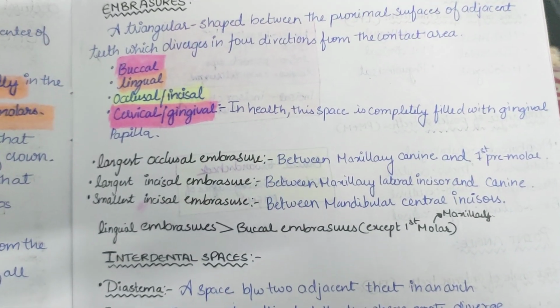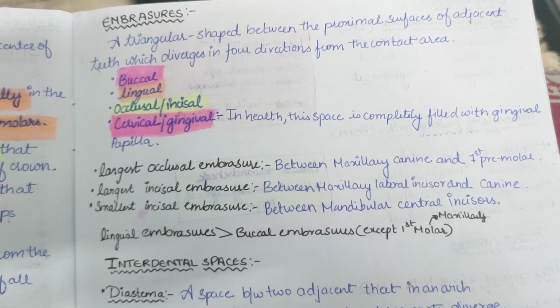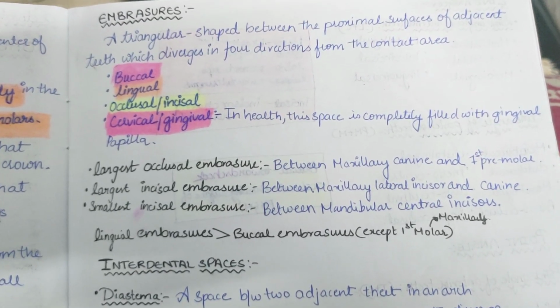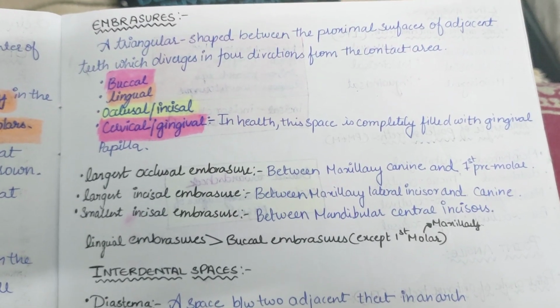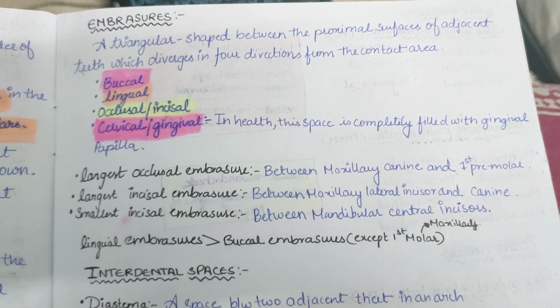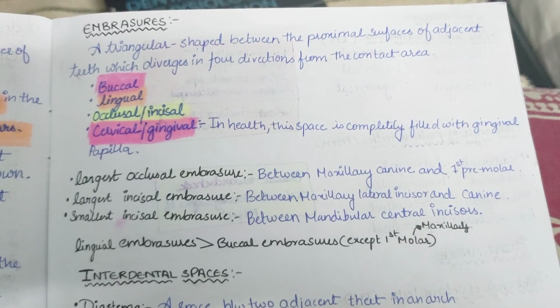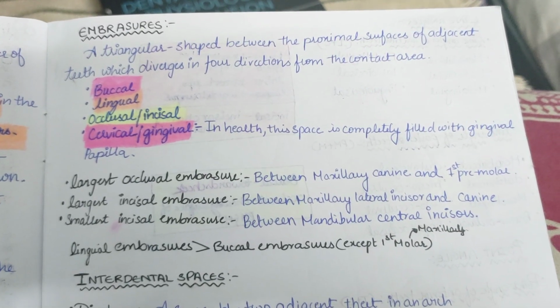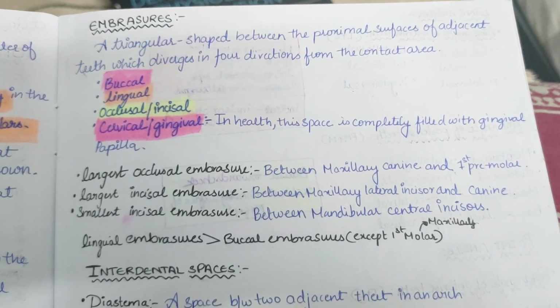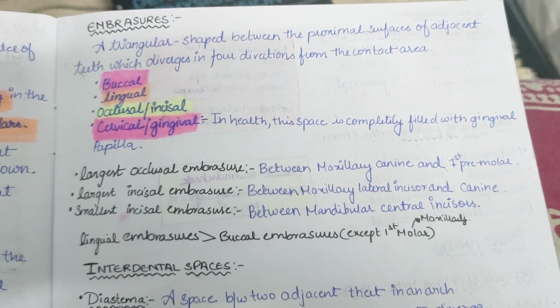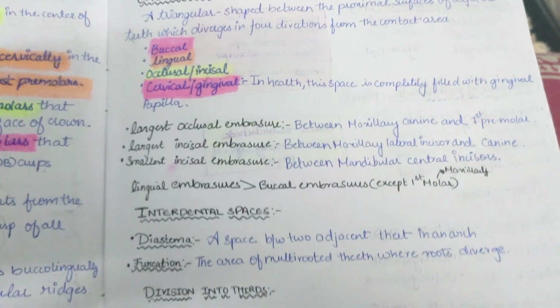The largest occlusal embrasure is between the maxillary canine and the first premolar, and the largest incisal embrasure is between the maxillary lateral incisor and canine. The smallest incisal embrasure is between the mandibular central incisors. Now lingual embrasures are larger than the buccal embrasures, except the first molar, which is maxillary.